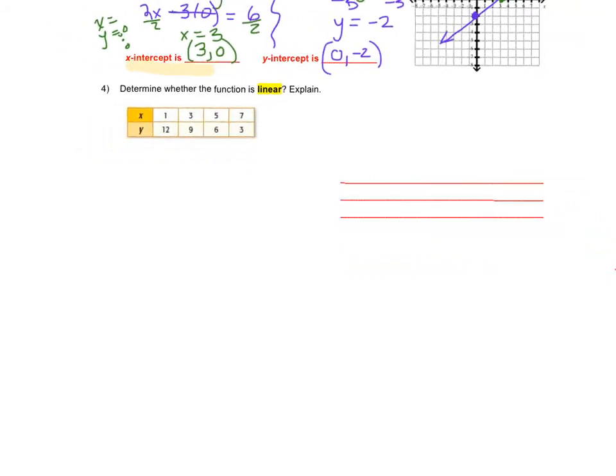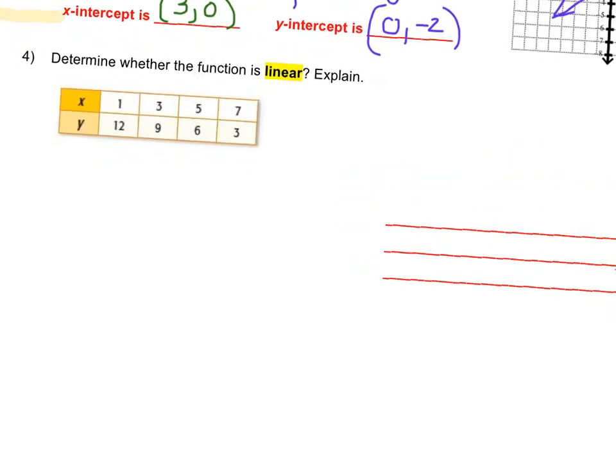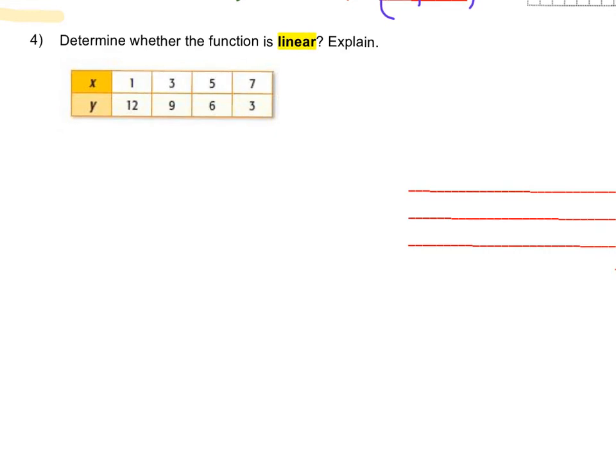Determine whether the function is linear. So once again, we're going to test linearity. Well, it's not written in any form, so I can't check to see if it's in y equals mx plus b. I can't check to see if it's standard form. I can't check to see if there's any exponents. So what's the way that I could tell if a table's values are linear? Constant rate of change. Nice, constant rate of change.